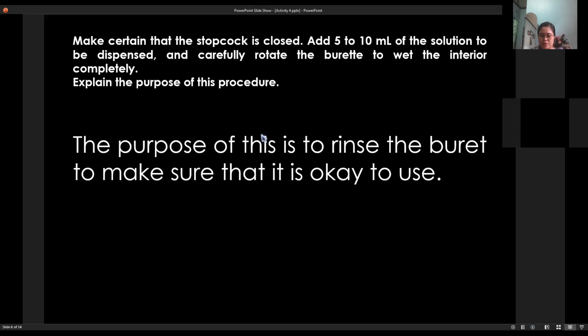So the purpose of this is to rinse the burette to make sure that it is okay to use, and also so that we can get the correct result.